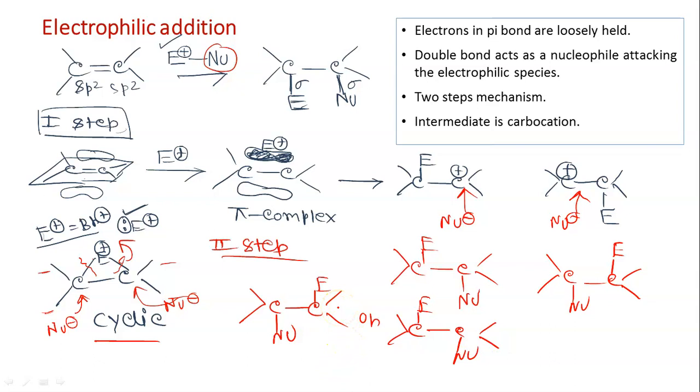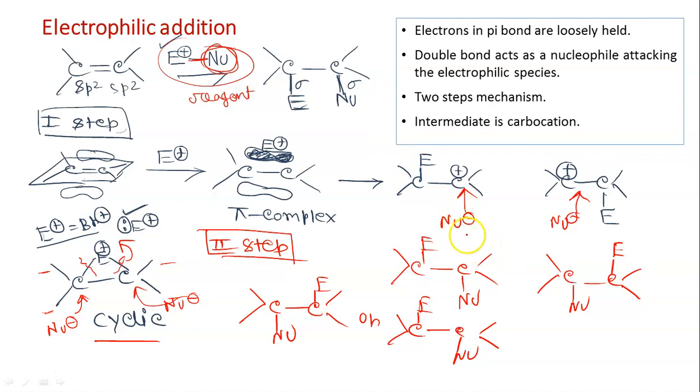Now the next thing that we have to know is that among these two steps, the first step is the carbocation formation or the cyclic intermediate formation, and in the second step this carbon-nucleophile bond will be formed. Not nucleophile, you can say the negative part of the reagent. So this is our actual reagent, right?